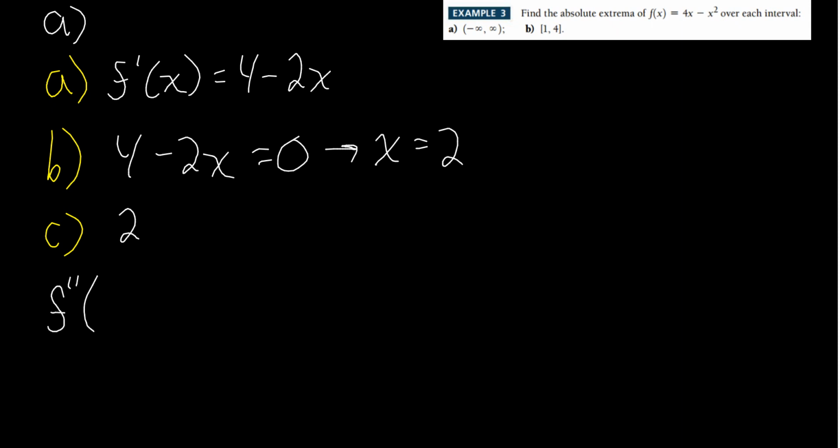f double prime of x is going to be equal to, well, I'm taking the derivative of this. That's pretty easy. It's just going to be negative 2. It's just a constant negative 2. Well, this is kind of cool. The second derivative is going to be negative 2, doesn't matter what I put into it. It tells me that it's going to be a relative maximum.